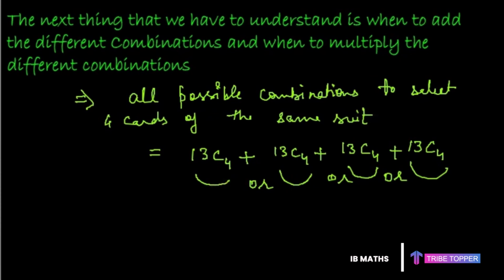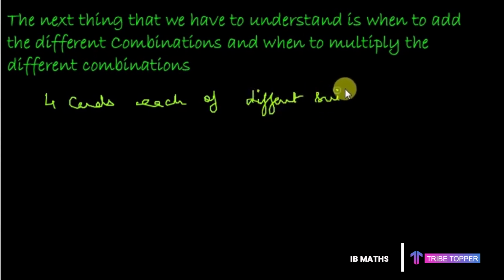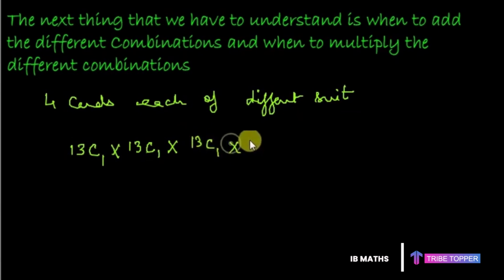Now if they say you have to select 4 cards each of a different suit, that means we have to select 1 card from each suit, so 1 card of each suit. So we'll have 13C1 ways of selecting 1 card of spade, multiplied by 13C1 ways of selecting a card of heart, then club, and then diamond. So now you have 13C1 of selecting each card from each suit.